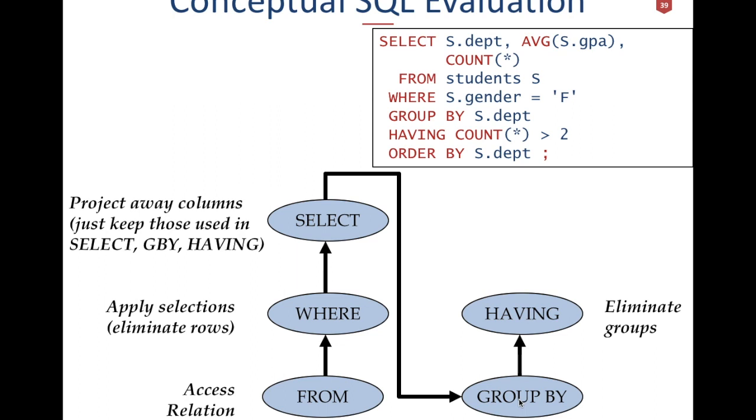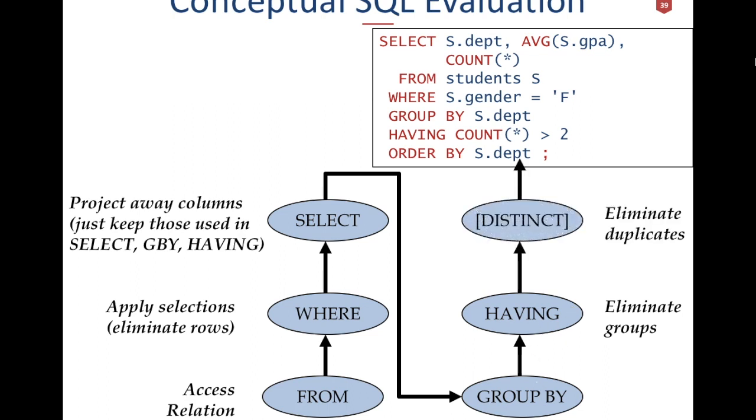so we group rows that have the same department name. And we eliminate those groups that don't have a count greater than 2. So we keep those that have a count greater than 2. So distinct, if you had the word distinct, then this would be the last step of the query.